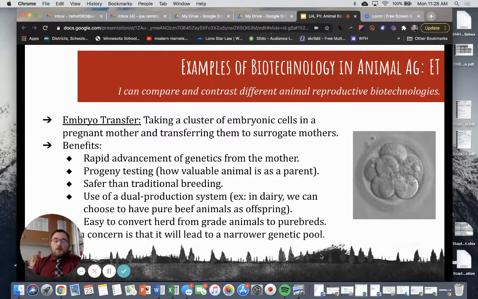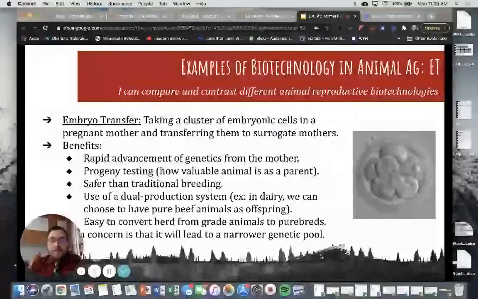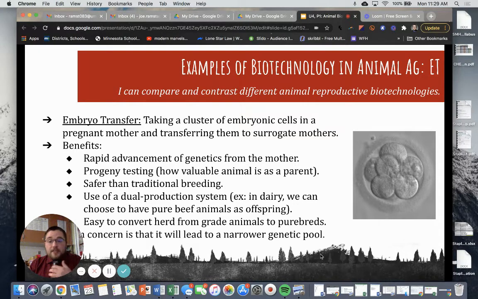All right, so now that we've learned about artificial insemination, let's take a look at embryo transfer, which is going to involve primarily looking at the females as opposed to collecting semen from males. Embryo transfer is defined as taking a cluster of embryonic cells in a pregnant mother and transferring them into surrogate mothers. And again, similar to cloning, this is a great technology because we're able to help mothers or females that may not necessarily be able to reproduce or have reproductive complications and take their cells and put them into a surrogate mother where that offspring or that fetus can further develop until it's ready to be born.